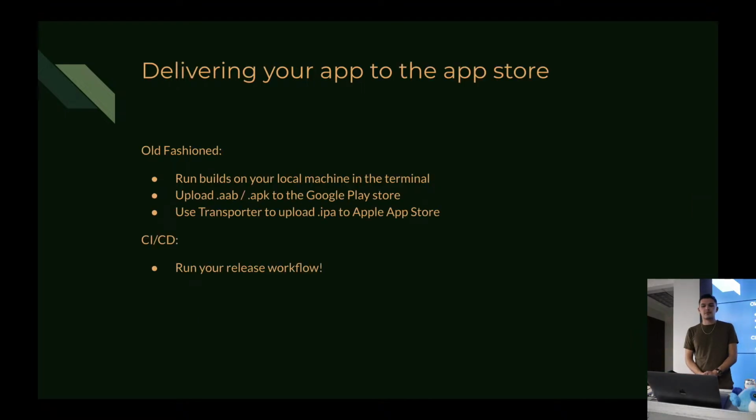Next is delivering your app to the App Store. The old-fashioned way is to run builds on your local machine just by doing flutter build ipa or flutter build appbundle, and then uploading just by drag and drop on the Google Play Store with your app bundle or APK, and then you'll be able to start releasing that build of your application. Apple is a little bit more complicated. If you run the build command in Flutter, you have to use a separately downloaded app outside of Xcode called Transporter, which then allows you to deliver it to the App Store. If you don't want to go that route, you can also run a build in Xcode, which will then pop up a way to distribute it from there.